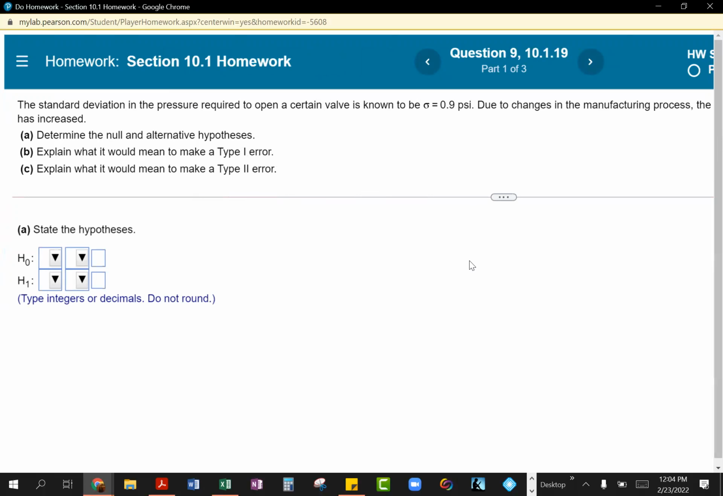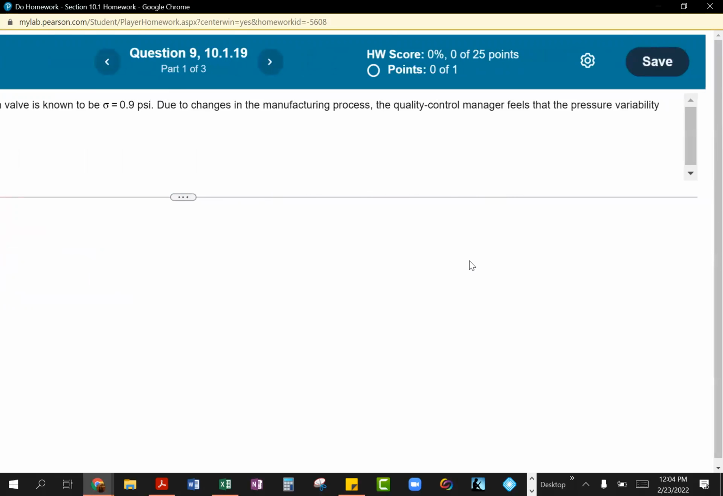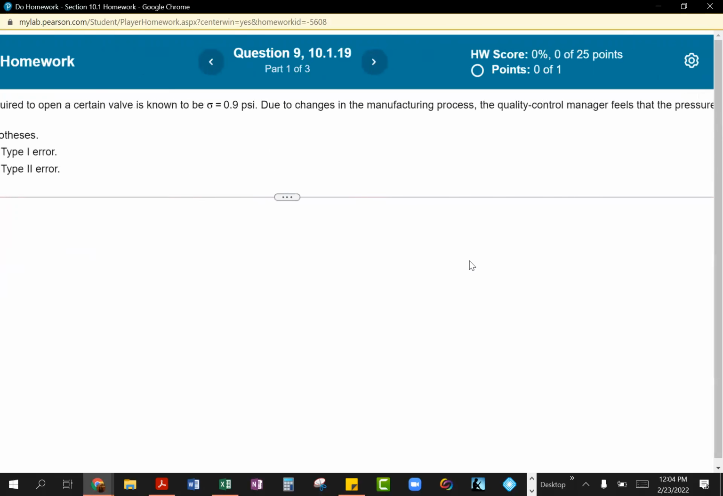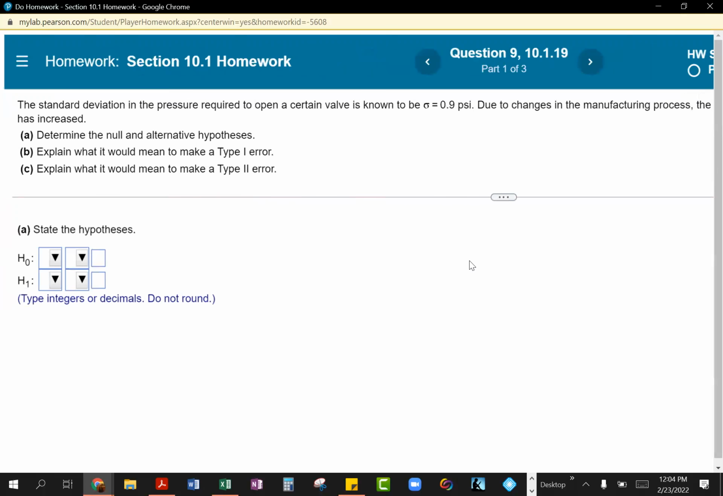So, in this case, we're again basically doing a comparison. We're saying the standard deviation in the pressure that is required to open a valve is 0.9. But now they are saying with some changes that happen in the manufacturing process, the quality control manager is saying that the pressure variability has increased. So he is saying that standard deviation has changed from 0.9 PSI. And that's what we're basing our hypotheses testing on.